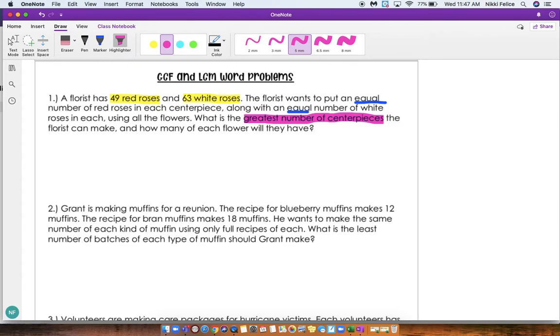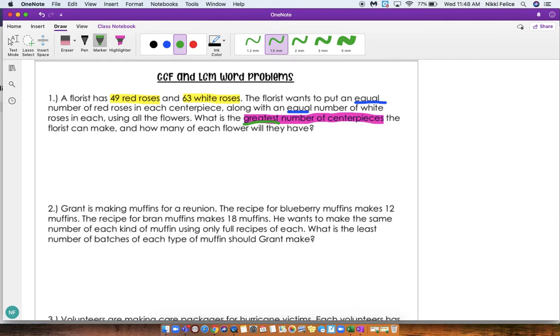Okay, so 49 red roses and 63 white roses. We want to make the greatest number of centerpieces that we can. I see a keyword that will help me determine if this is GCF or LCM, because that's what we need to figure out first. Do I want the GCF or do I want the LCM? Well, here's a big hint. I see the word greatest.